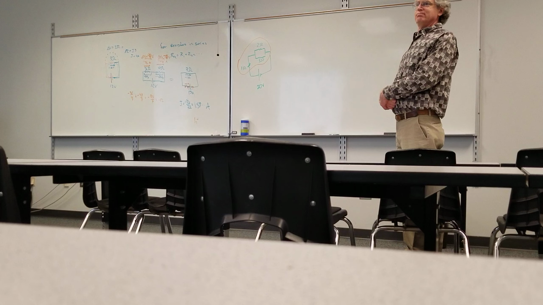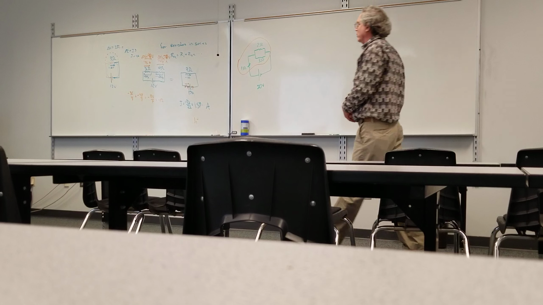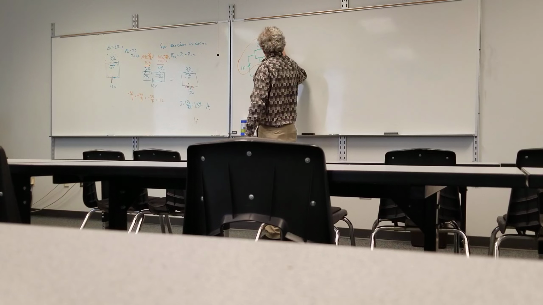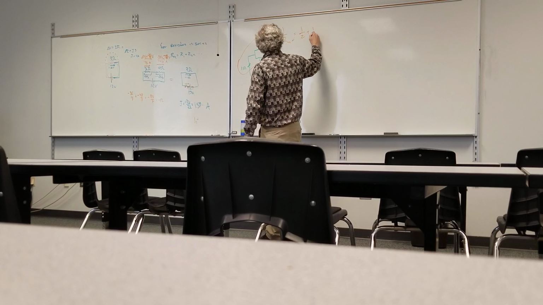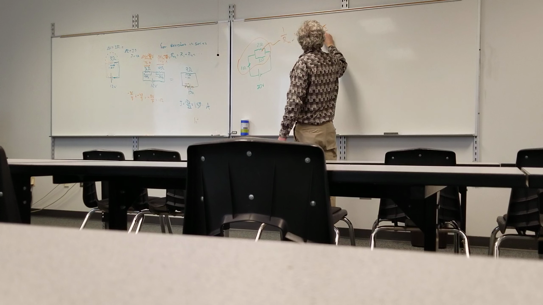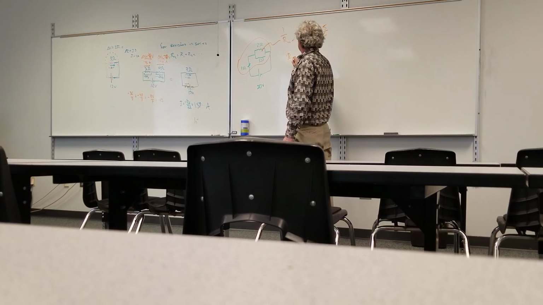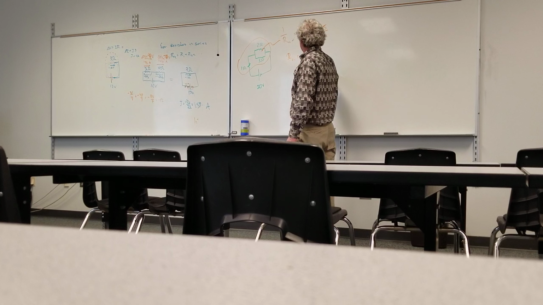2 and 3 are in parallel. Okay. So I add those in parallel. So this combination, the resistance of 2 and 3, is 1 over 2 plus 1 over 3, which is 5/6. And so the resistance is 1.2 ohms.